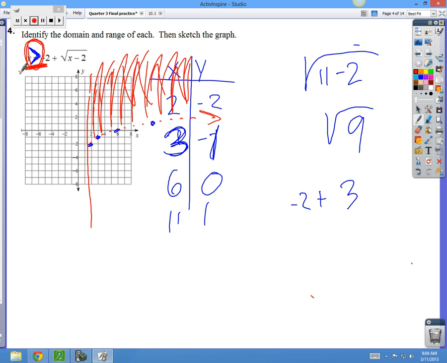If it was greater than or equal to, then it would be a solid line. But you cannot shade anything to the left of 2. So draw your line right here on 2, and this stuff over here is imaginary.